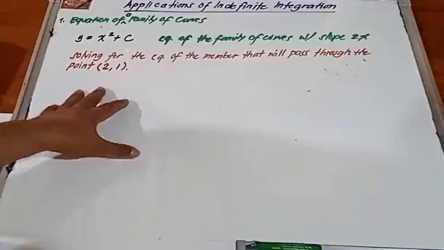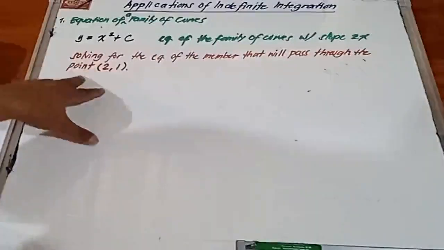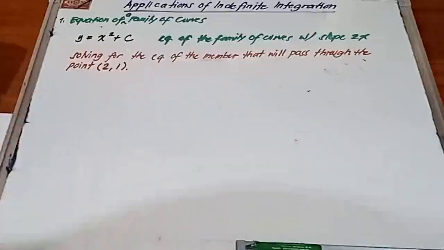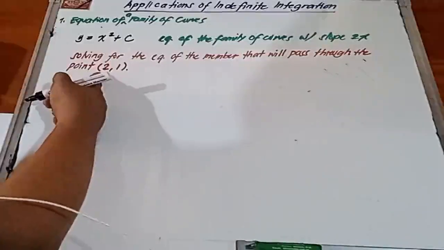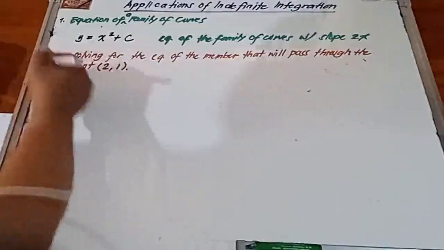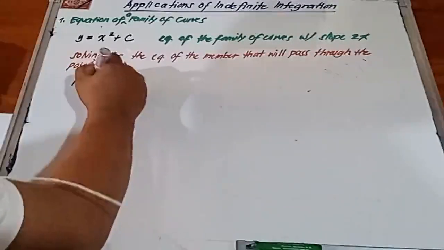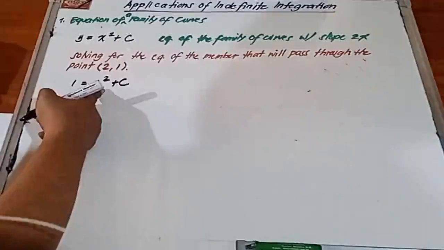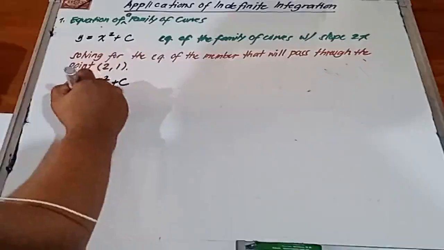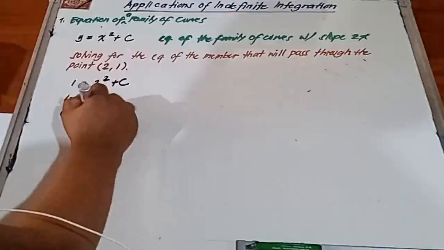How? By substituting the x and y values of this point na tatamaan ng member ng family of curves. Okay? So, solving c. Paano yun? If x is 2, y equals 1. So, therefore, we have 1 equals, x is 2, so 2 squared plus c. Then, 2 squared is 4. Lipat sa kabila, 1 minus 4. Therefore, c is equal to negative 3.